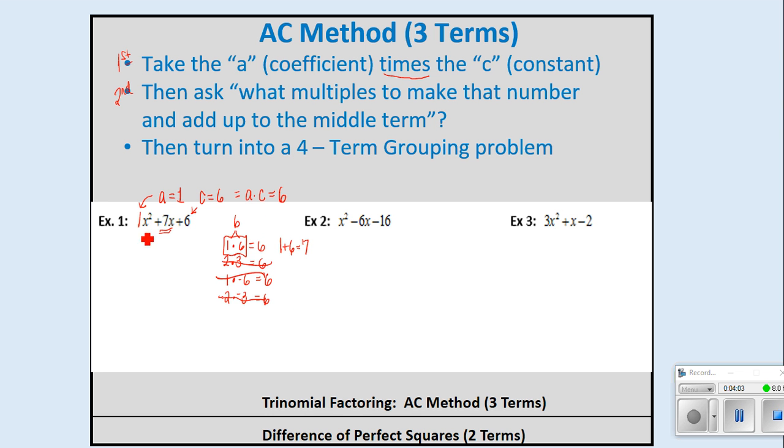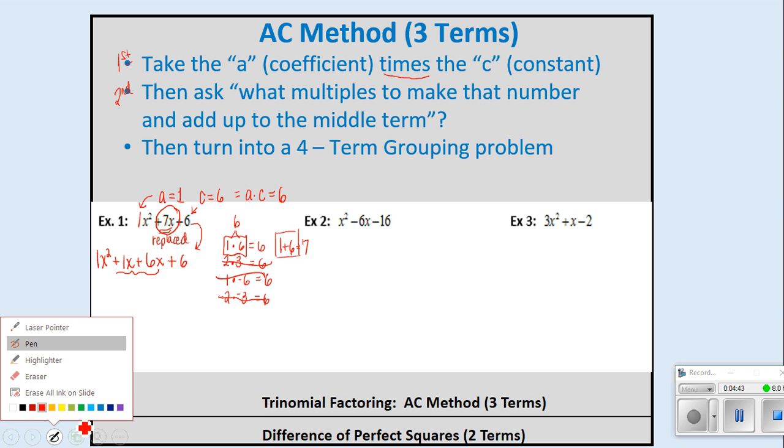All right, so what I do is I come over here and I turn it into a 4-term grouping problem. The first term stays. The second term is replaced by your factors. So plus 1x plus 6x, and then the last term stays as well. So the only thing that changes is the middle 2 terms. And since I want 7x, I'm going to put an x on each of these factors. Okay, so now I have 4 terms.